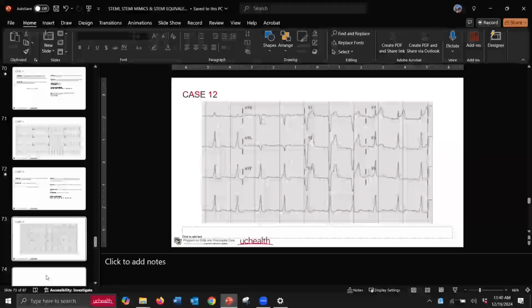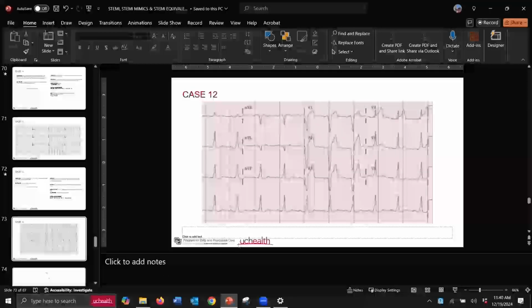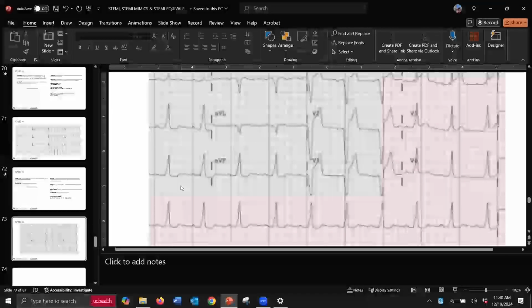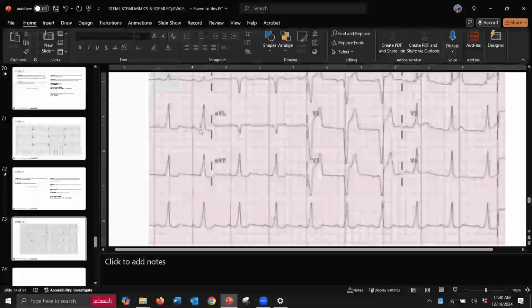What's the underlying rhythm? The sinus with WPW? No. Make it bigger, Steve, so we can see it. Okay. That's what it looks like. What would it lead to? See it slurring right there? It's wide. Okay.